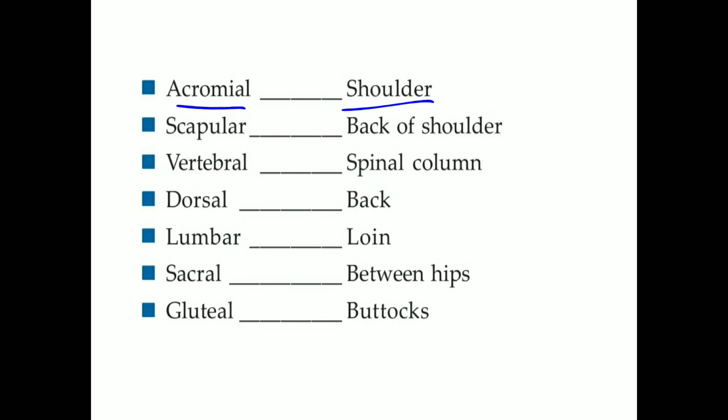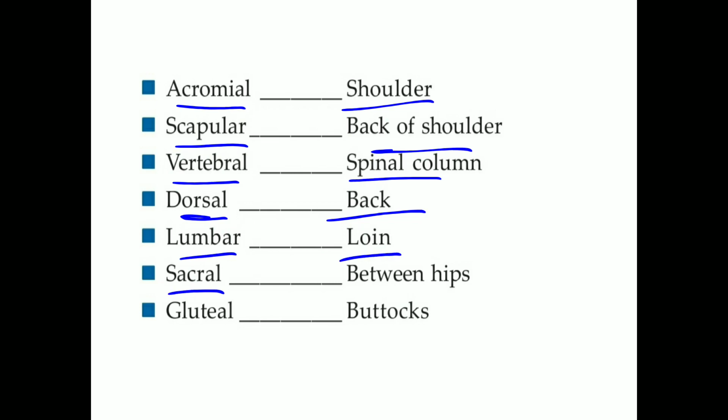Acromial refers to the shoulder. Scapula refers to the back of the shoulder. Then vertebral refers to the spinal column, the vertebral column. Dorsal refers to the back. Lumbar refers to the loin. Sacral refers to between the hips. And gluteal refers to the buttocks.